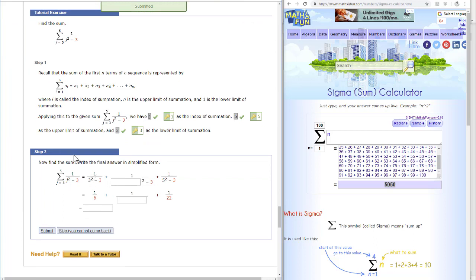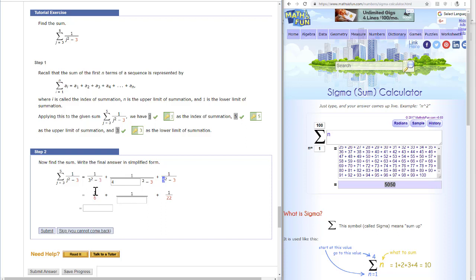So now that we have the parts figured out, we know that the function inside is 1 divided by j squared minus 3. And so if we put 3 in there, we're going to have 1 divided by 3 squared minus 3. Then we continue on with 3, and the next number is 4. So the next term is going to be 1 divided by 4 squared minus 3. And then finally we have 1 divided by 5 squared minus 3.